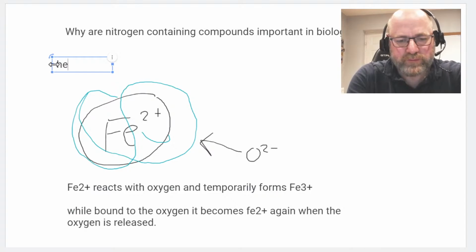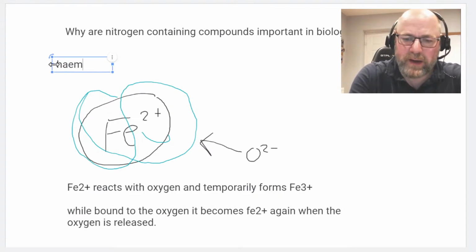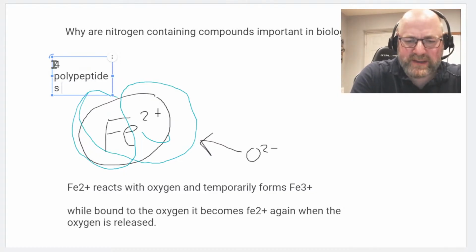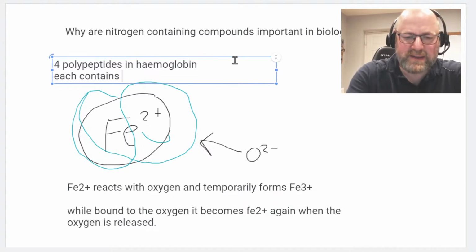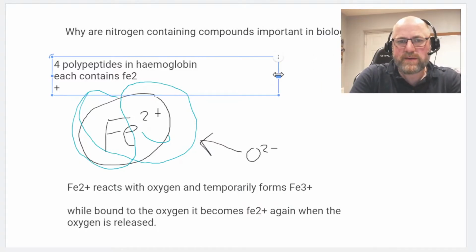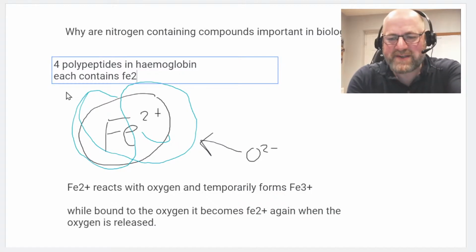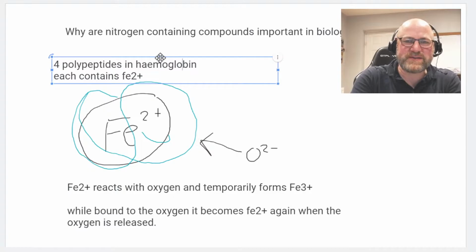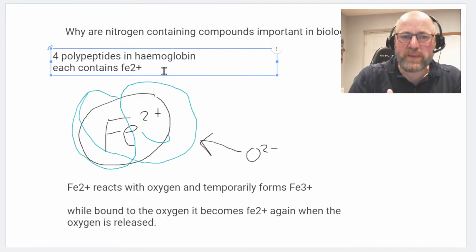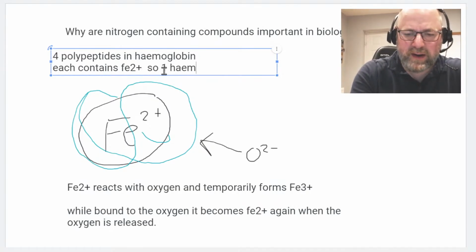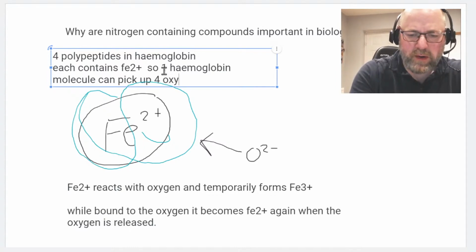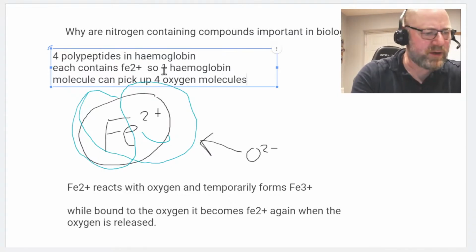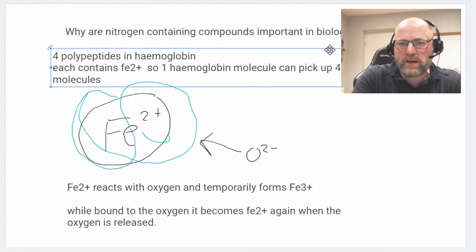So there are 4 polypeptides in hemoglobin, so you'd want to say that. There are 4 polypeptides in hemoglobin. Each contains Fe2+, and then each of those can bind with oxygen. So one hemoglobin molecule can pick up 4 oxygen molecules. Now, I don't know if you need to know the reaction, but the reaction is picking up 4 oxygen molecules.